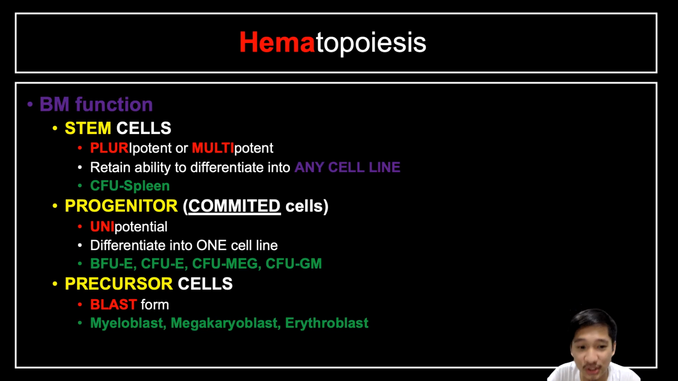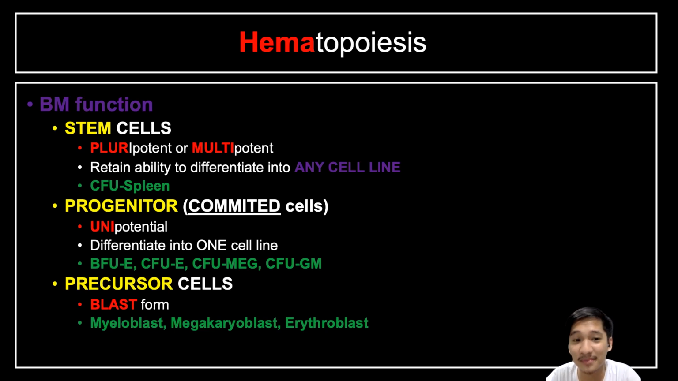Last are the precursor cells. The precursor cells are in a blast form. They are usually the first identifiable stage of our series. We have the myeloblast for our WBC, the megakaryoblast for our platelets or thrombocytes, and the erythroblast for our red blood cells.